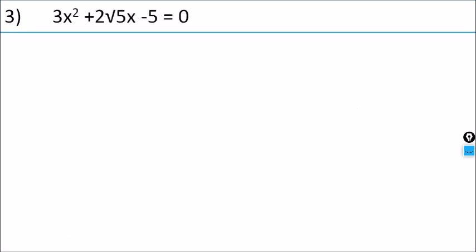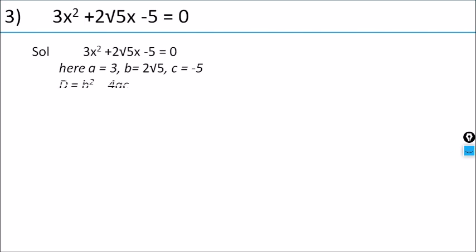Let us try another problem. 3x square plus 2 root 5 x minus 5 equals 0. Here the value of a is 3, b is 2 root 5 and c is minus 5. D is equal to b square minus 4ac. Substituting the values, which is 2 root 5 whole square minus 4 times 3 into minus 5. By simplifying this, we get 80.